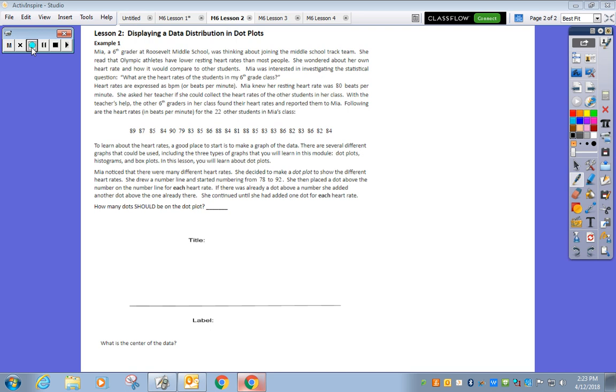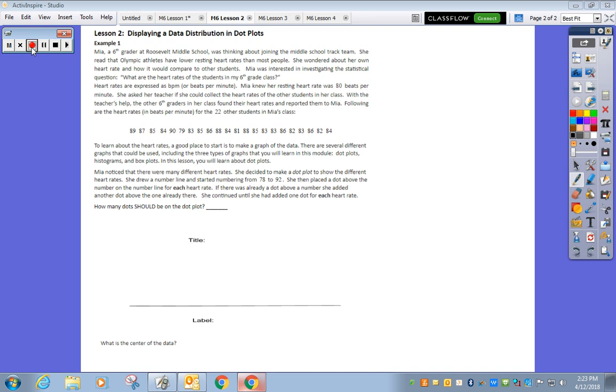To learn about the heart rates, a good place to start is to make a graph of the data. There are several different graphs that could be used, including the 3 types of graphs that you will learn about in this module: dot plots, histograms, and box plots. In this lesson, you will learn about dot plots.